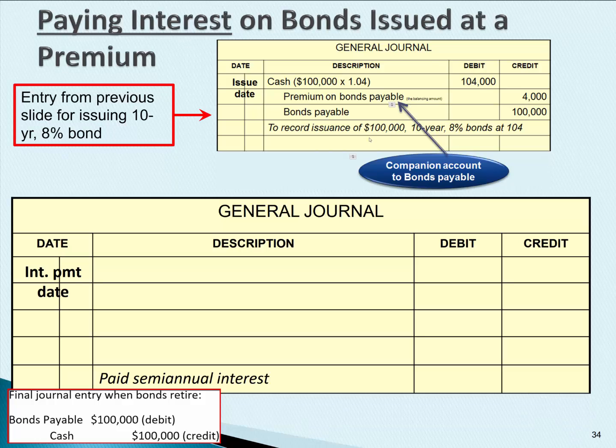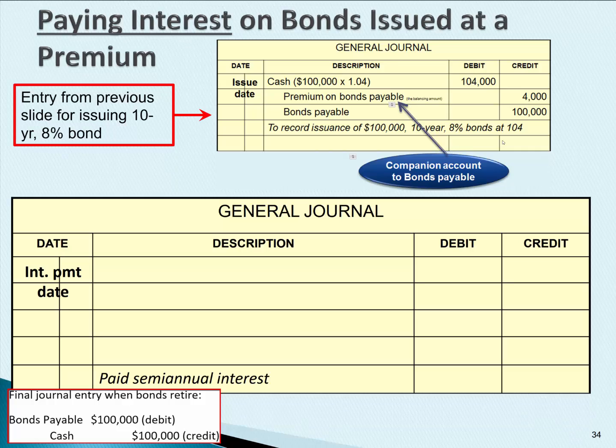The company borrowed $104,000, but will only pay the $100,000 maturity value when the bonds mature 10 years later. So when the bond matures, we will have to debit bonds payable and credit cash $100,000. But we also need to get the premium on bonds payable account amount off our books too, since the bonds will no longer exist when they are retired.